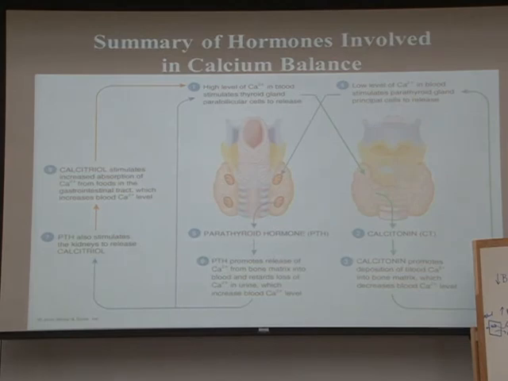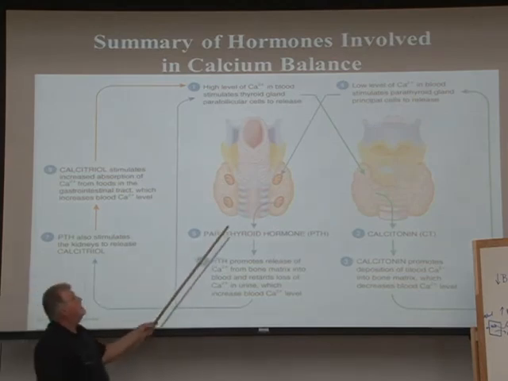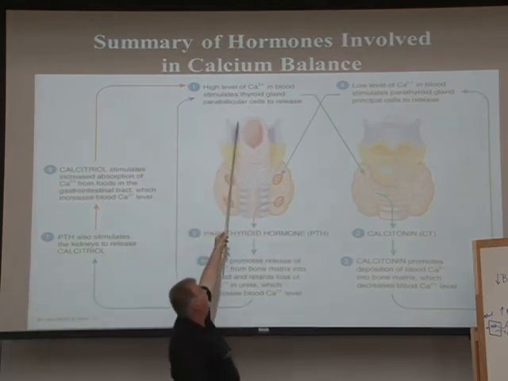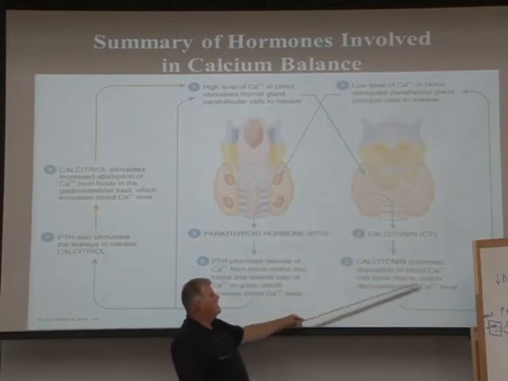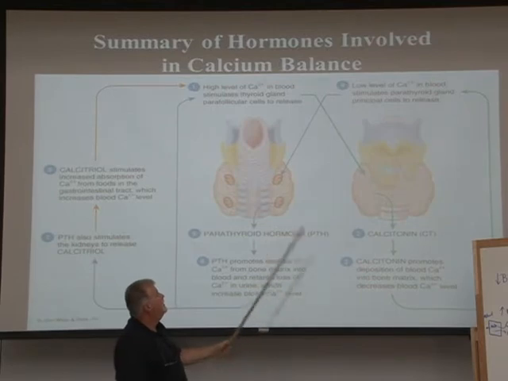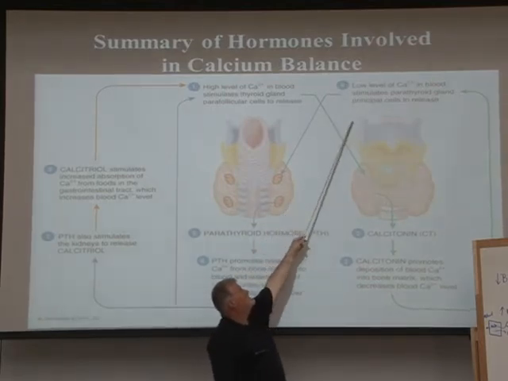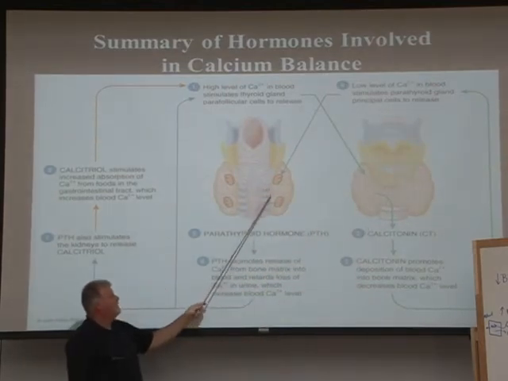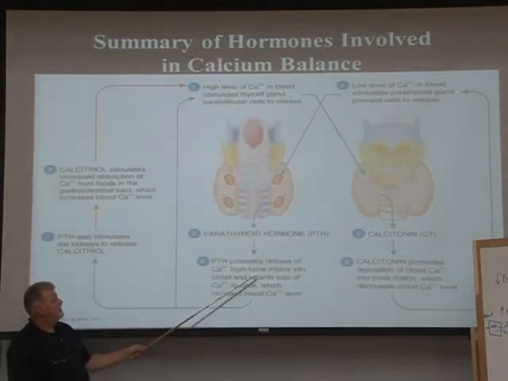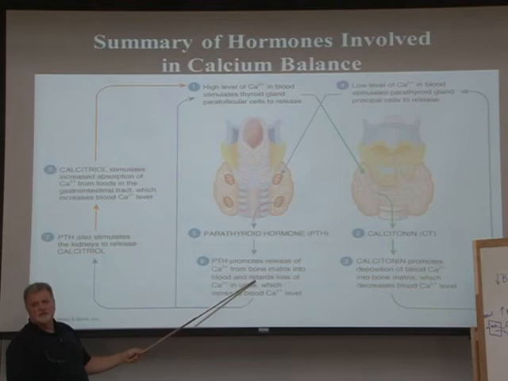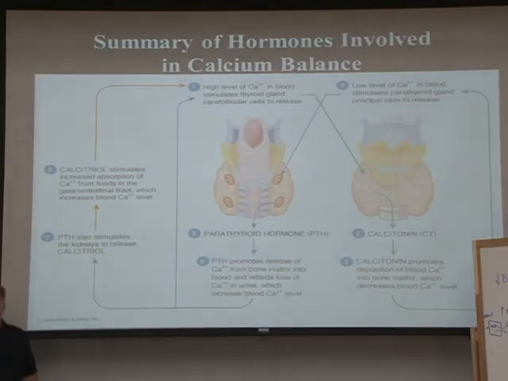Again, what would normally happen is if you have too high a blood calcium level, the thyroid gland would release calcitonin and you deposit calcium in bone. If you have too low blood calcium levels, normally the parathyroid would release parathyroid hormone, and that would release the calcium from the bone. Okay? So the parathyroid is designed to release calcium from the bone.